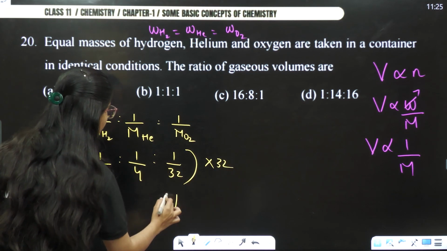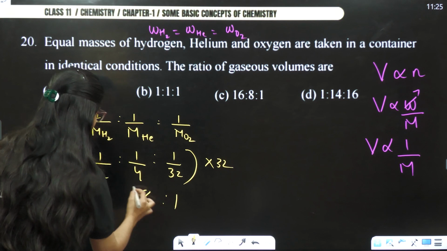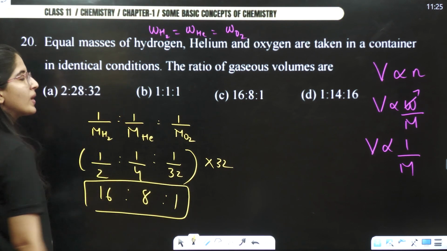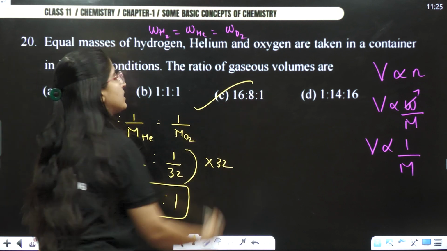You will get 1 here. 4 divided by 32, 8. 32 divided by 2, 16. So the ratio is 16 is to 8 is to 1. So option C is the correct option.